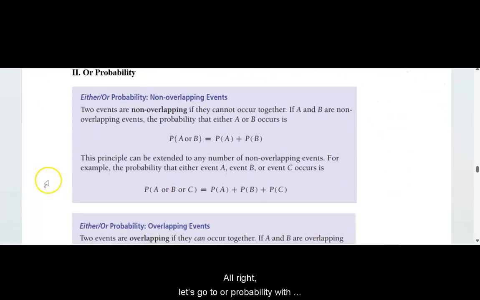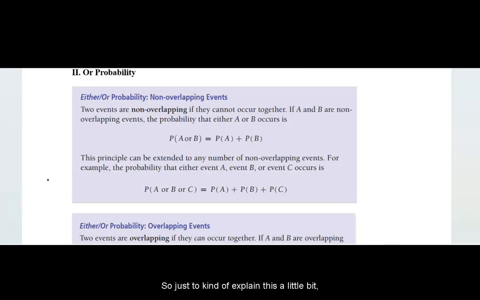All right, let's go to OR probability. With the OR probability, now this is different. So we just did AND, but now we're going to look at OR. Now we have to look at two things. So with the AND, we were looking at independent and dependent events. Here, we're going to look at non-overlapping versus overlapping.